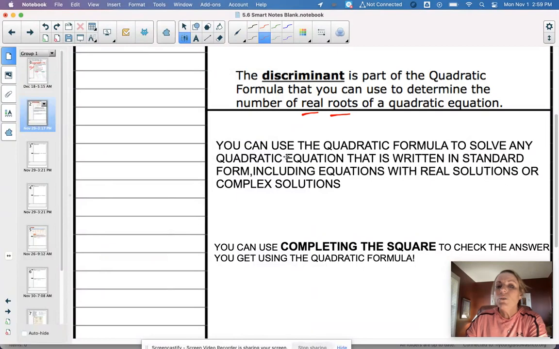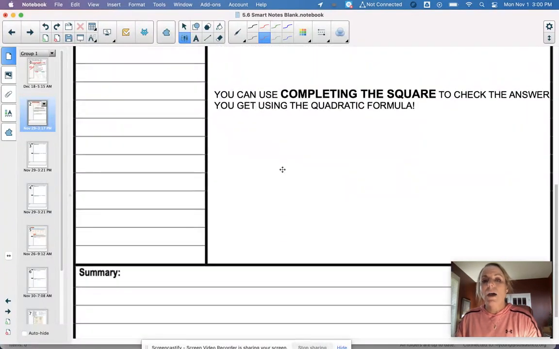You can use the quadratic formula to solve any quadratic equation that is written in standard form, including equations with real solutions or complex solutions. So you can still get complex solutions using the quadratic formula. Those are the ones that have i involved. You can use completing the square to check the answer you get using the quadratic formula, because remember, they're all going to give you the same answer.